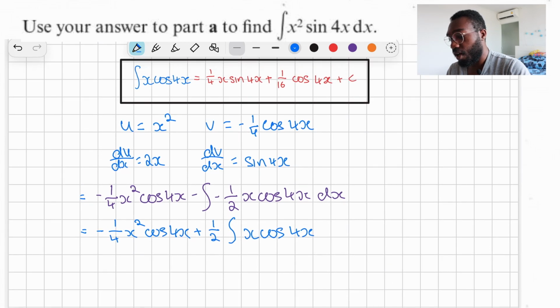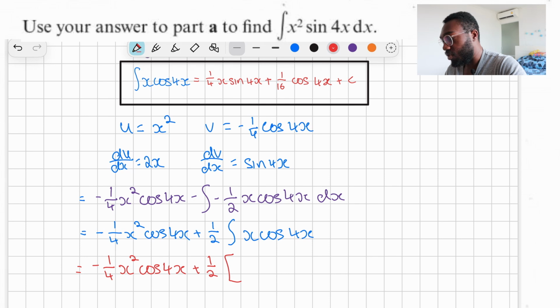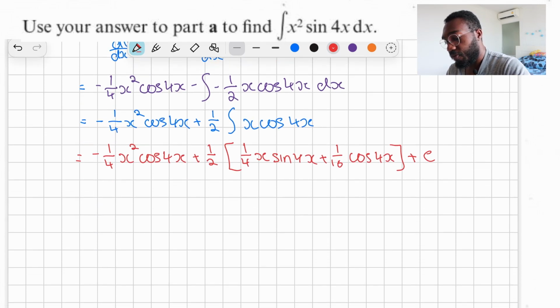Well, our previous answer was 1 over 4 x sine 4x plus 1 over 16 cosine 4x. Therefore, the answer for this question will be minus 1 over 4 x squared cosine 4x, that stays the same, plus a half of the integral of x cosine 4x. So that will be 1 over 4 x sine 4x plus 1 over 16 cosine 4x. And then we're going to have a constant value in this type of question, so we can just add the plus c here. And now if we simplify this down, what do we get?